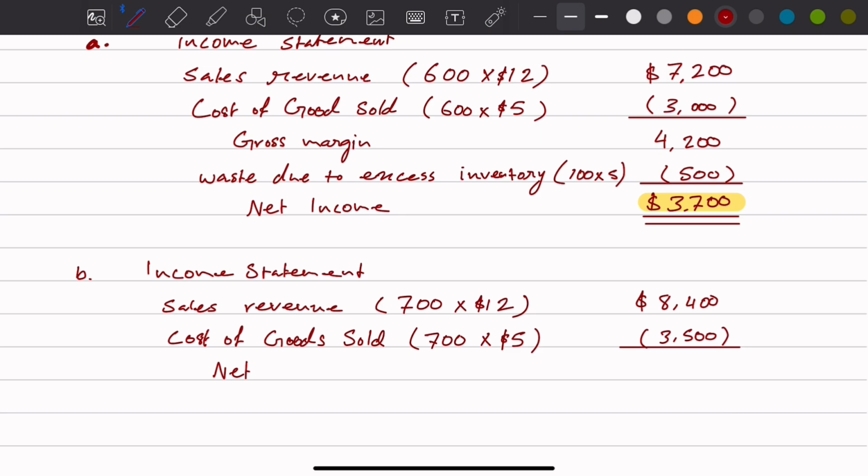We don't have any other expenses. You might say we still have the opportunity cost. Yes, we do. We're going to calculate it next, but we cannot include that in the income statement because it's not an actual dollar amount cost. So we cannot include it in our calculation here. We will calculate it separately. Okay. So what would be the net income in this scenario? $8,400 minus $3,500, and that is $4,900.